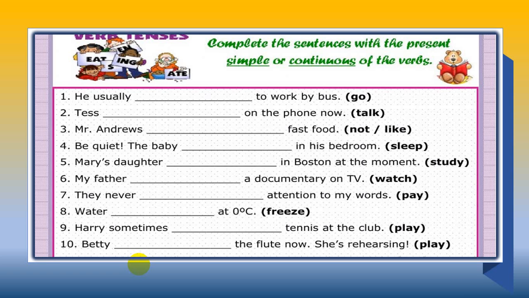Number 5. Mary's daughter space in Boston at the moment. Study. Yes, at the moment, we have here at the moment. Mary's daughter equals she, so we put is studying. Mary's daughter is studying in Boston at the moment.